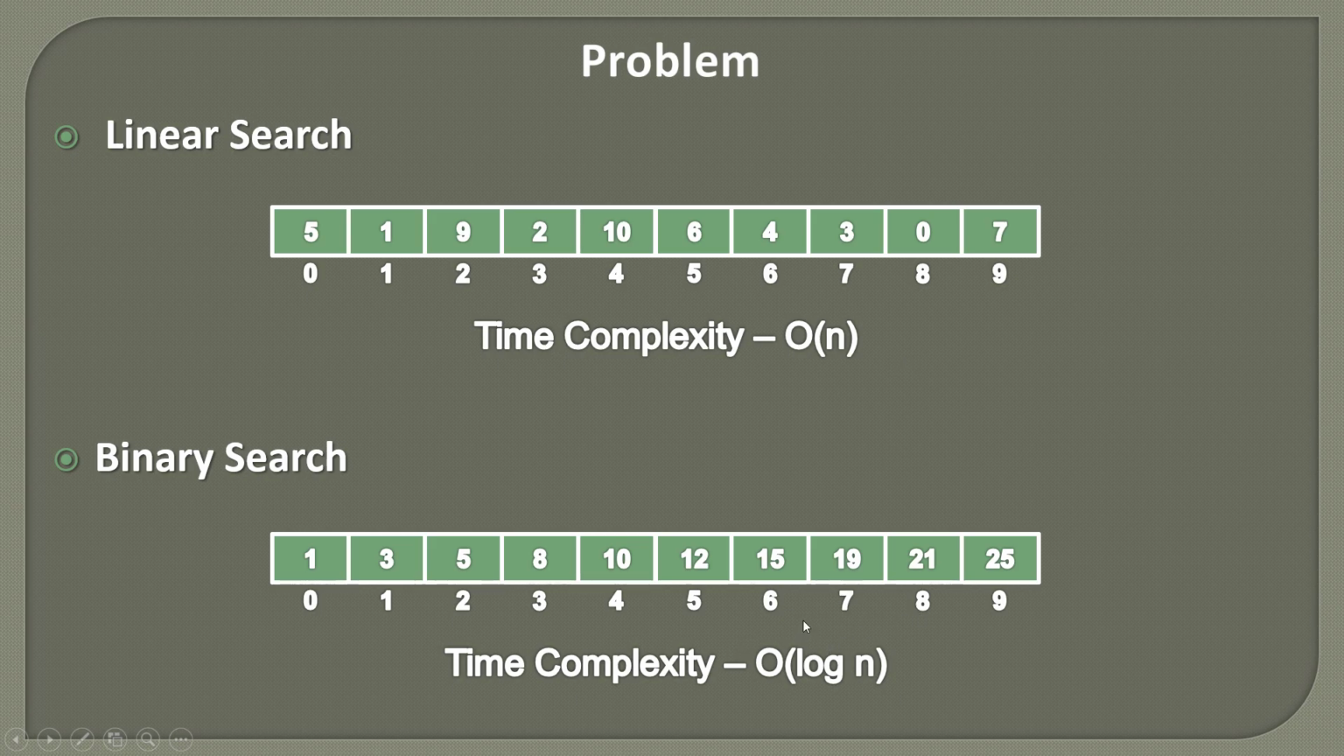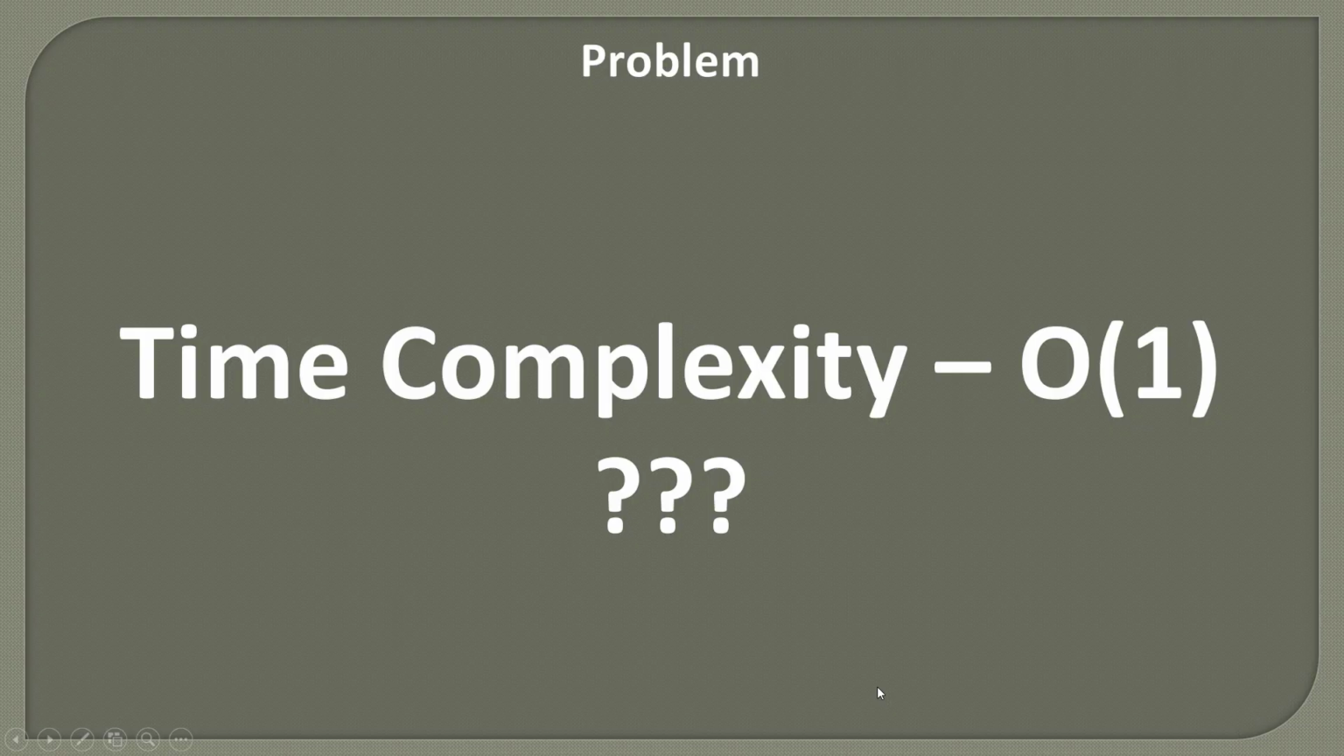But here we have this constraint that elements should be sorted, which is usually never the case. We always have elements in unsorted form, and if we want to sort them, we need to apply sorting algorithms whose complexity can reach n log n. So after we sort the elements, then our search becomes faster and we get O of log n. So how can we achieve a time complexity of O of 1?